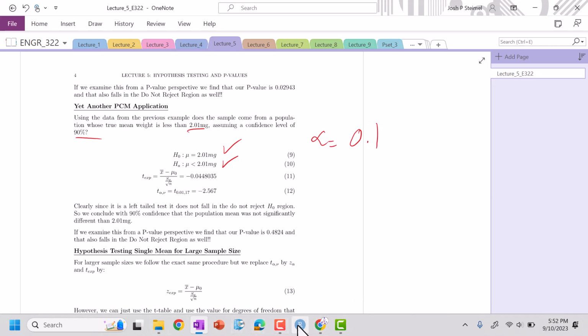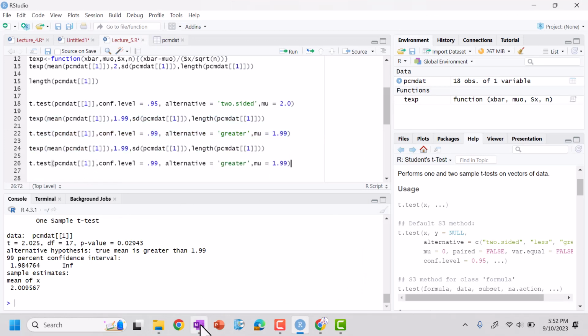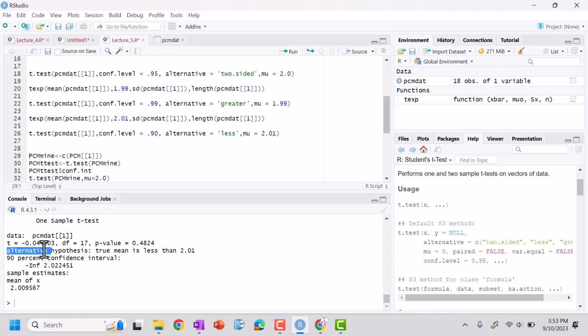Let's calculate in R. We're just going to copy this right here. I think we're still 1.99 if I'm correct. No, 2.01, since we're doing less than. So we can see that's our t value. Our confidence is 90%. We are less, and then our mu is 2.01. We still got the same t value. P value is 0.48. That's not going to work. So it looks like we're in the do not reject, but let's double check.